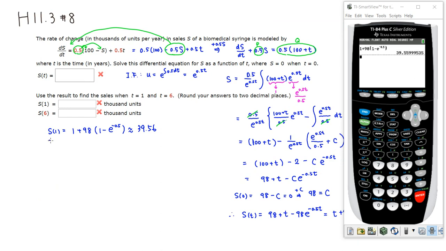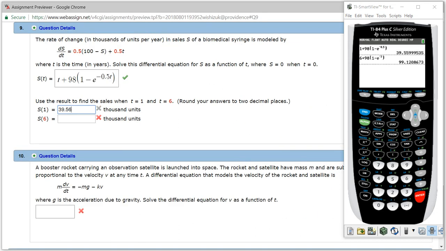It's the same thing, I just replace 1 by 6. So it's 6 plus 98 times 1 minus e to the negative 0.5 times 6, which is negative 3. Let's compute that. We want 6 plus 98 times 1 minus e to the negative 3. Hit enter. It's 99.12. Let's type it in.